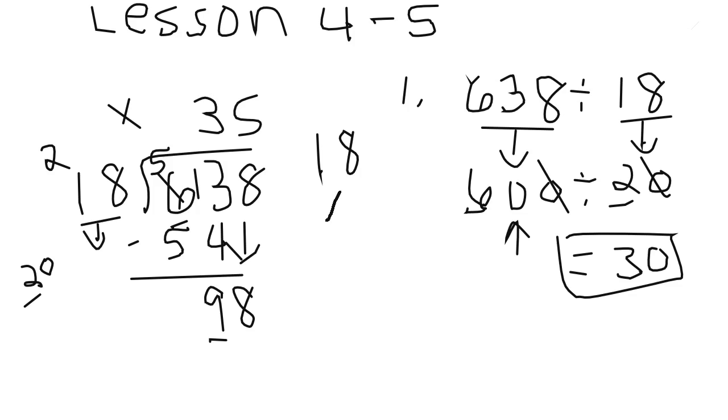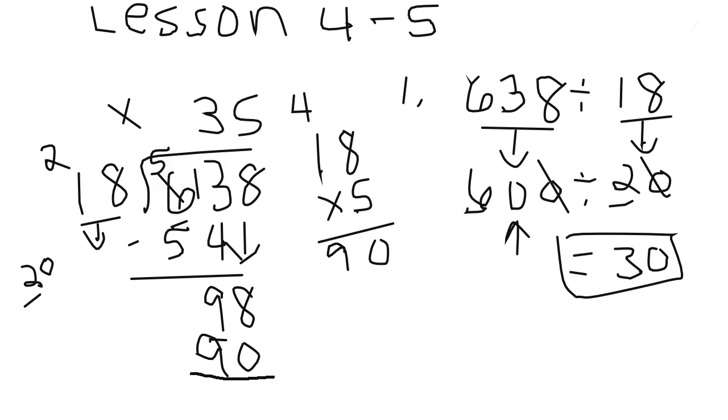18 times 5. So 5 times 8 is 40. And then 5 times 1 is 5 plus 4 is 9. So put the 90 underneath the 98. We'd subtract. And it looks like we would then have a remainder 8.